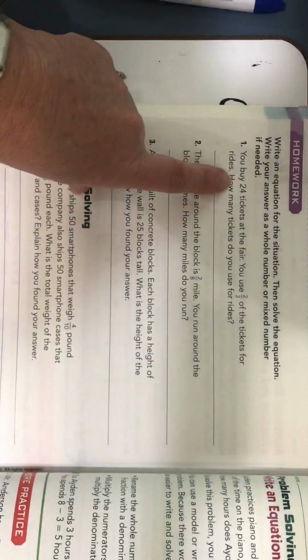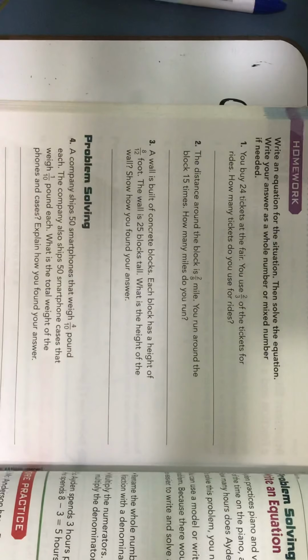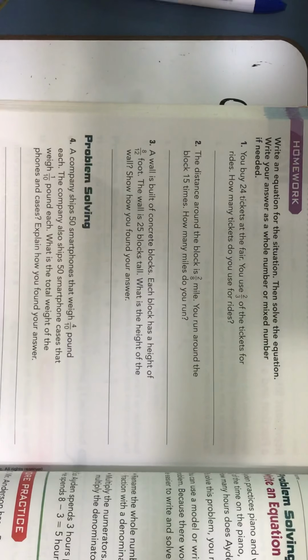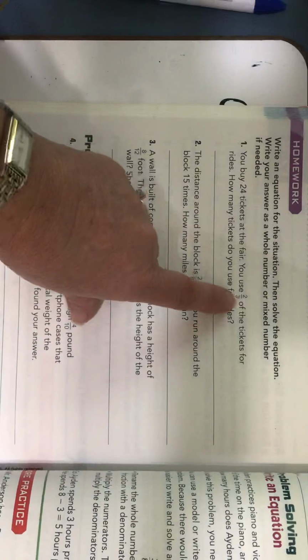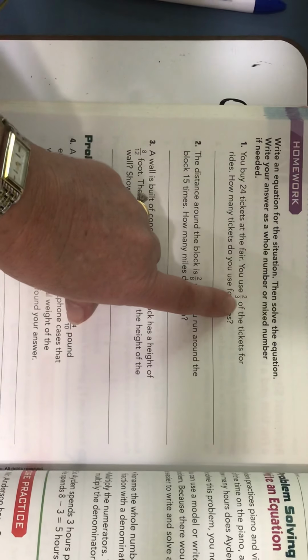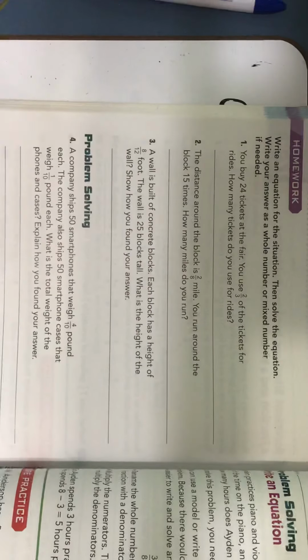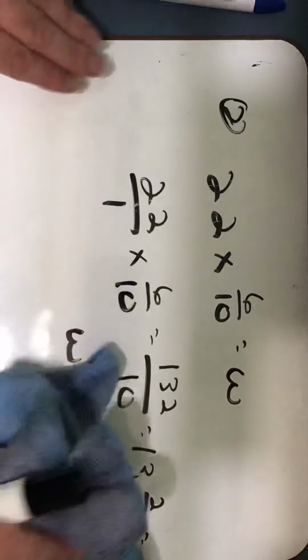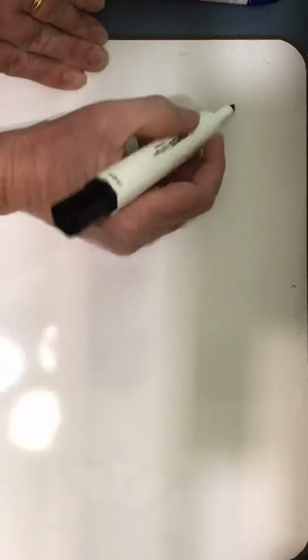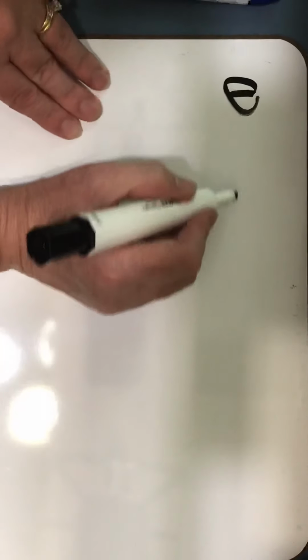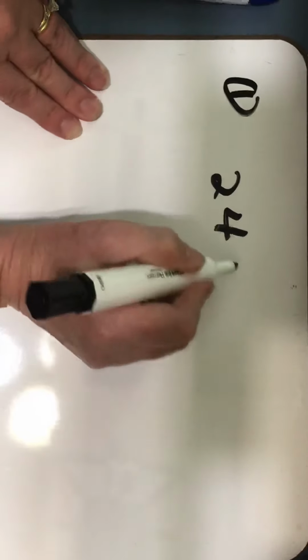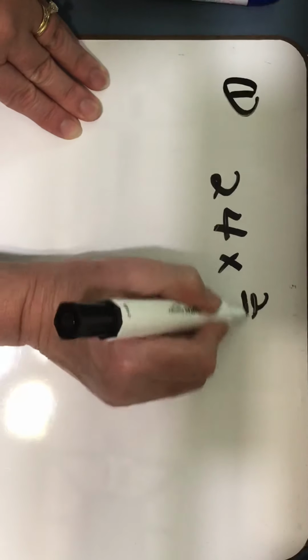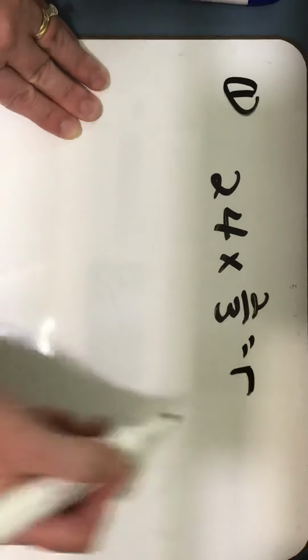All right, you buy 24 tickets at the fair. You use 2/3 of the tickets for rides. How many tickets do you use for rides? Whenever you see the word of, 2/3 of the tickets, of means to multiply. Okay, so 2/3 of 24 means 2/3 times 24, or 24 times 2/3, the commutative property. So number 1 on 194, there are 24 tickets times 2/3 of them for rides equals R.